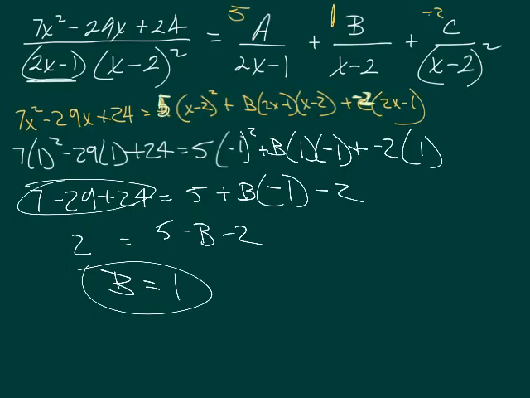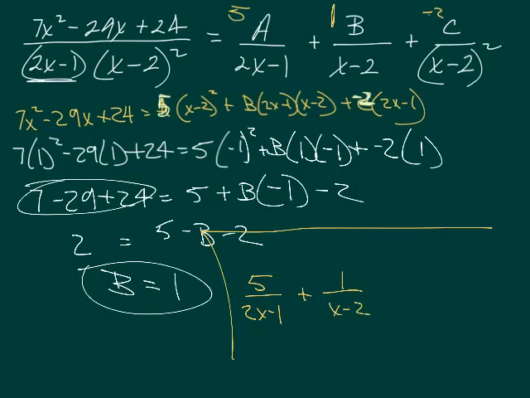So my answer for this whole thing, doing partial fractions, is going to be 5 over 2x minus 1 plus 1 over x minus 2 minus 2 over x minus 2, the quantity squared. So that's my answer. That's my decomposition.